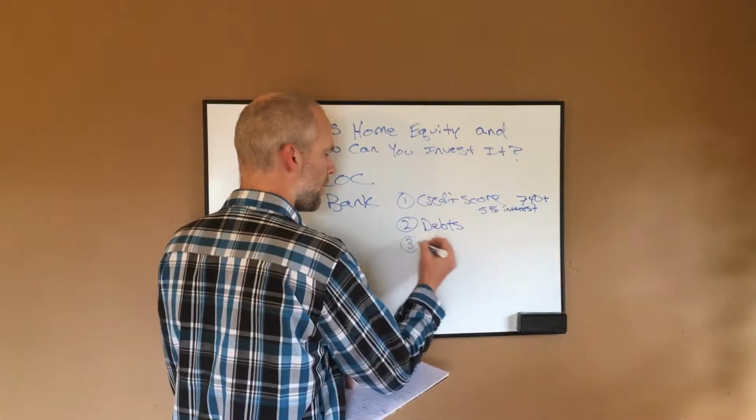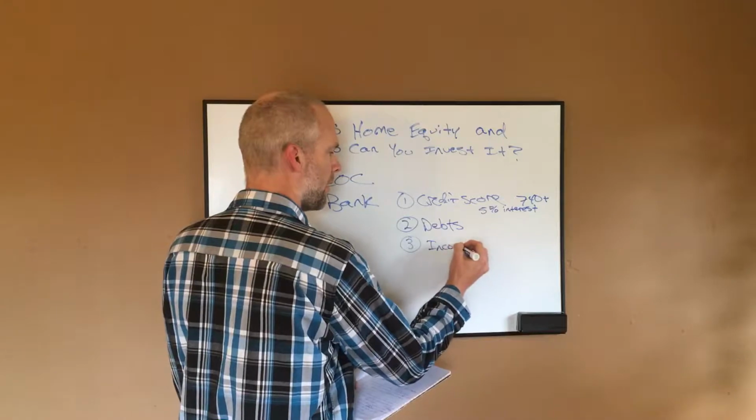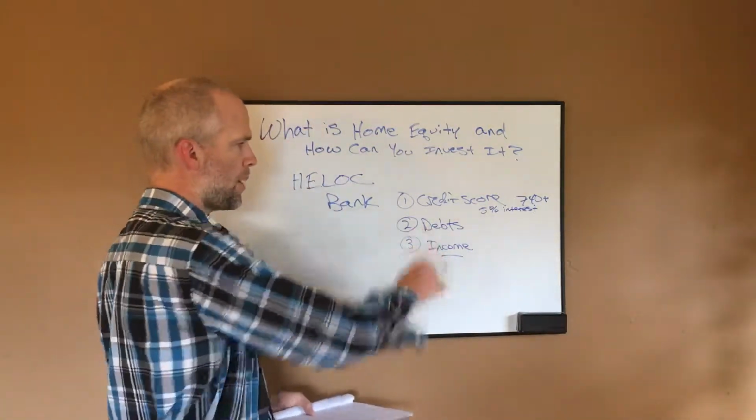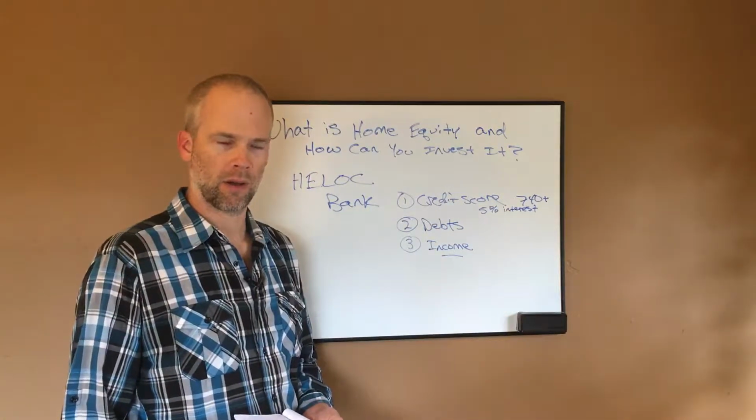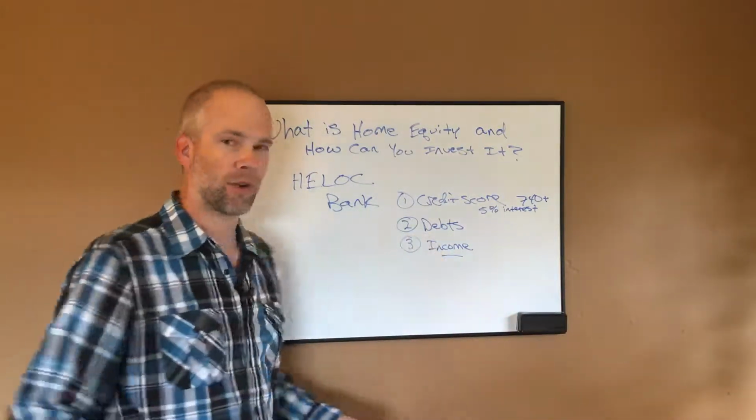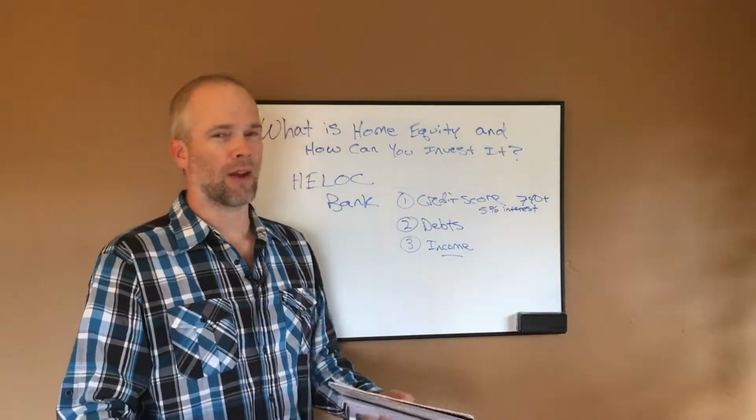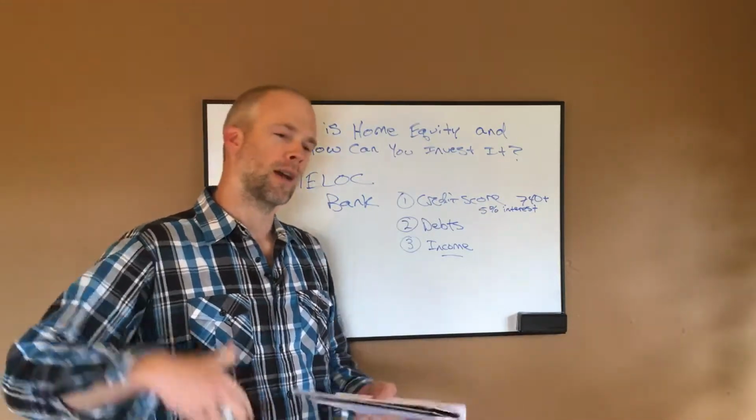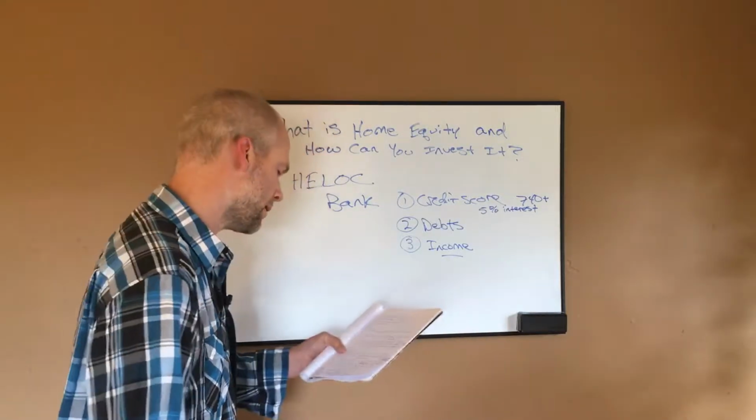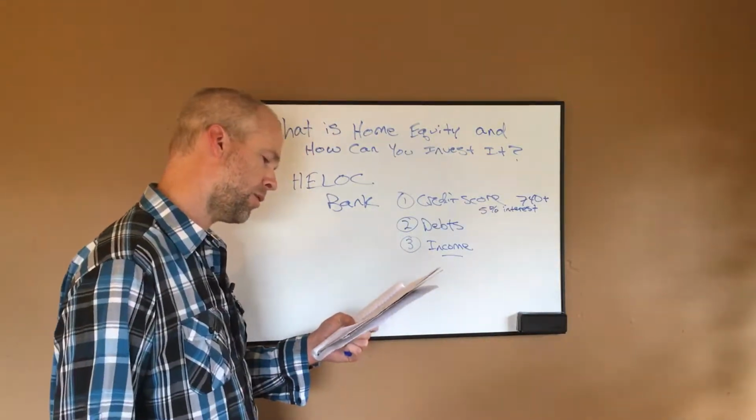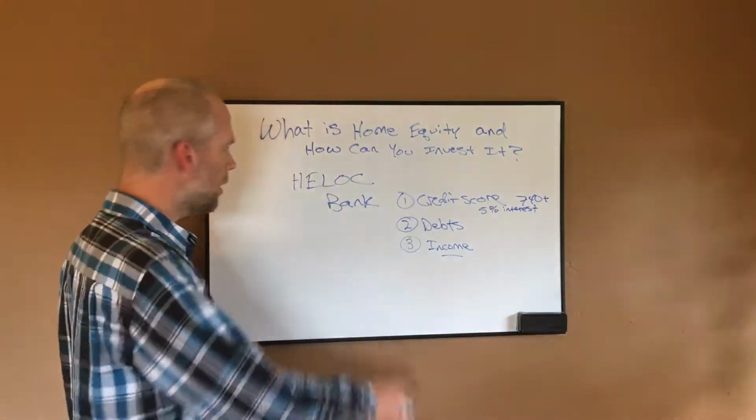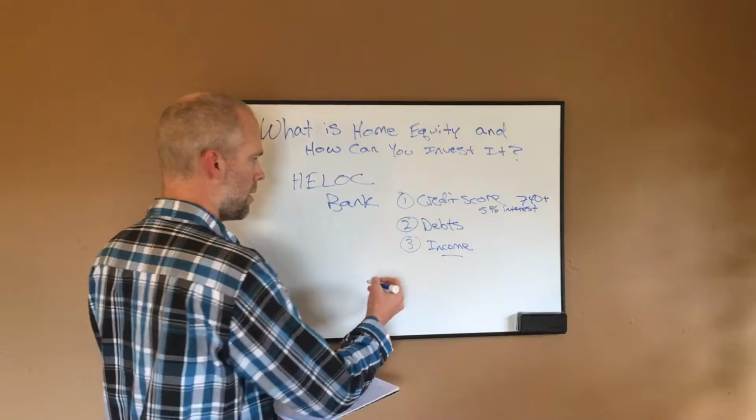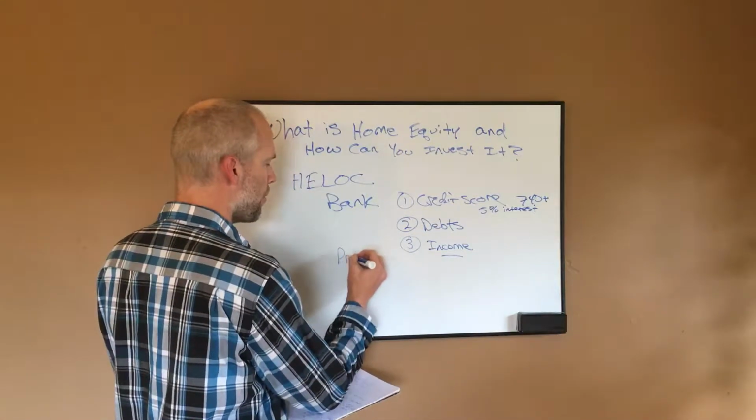And then the third thing, they're going to look at your income. What is your ability to pay off your debt obligations? If you have a hard time paying off your current debt obligations, they're not very likely to want to issue you a HELOC to give you even more debt obligations. That's obviously going to be riskier for them. So they're going to look at you. What is your current financial situation? They're also going to look at the property, right?